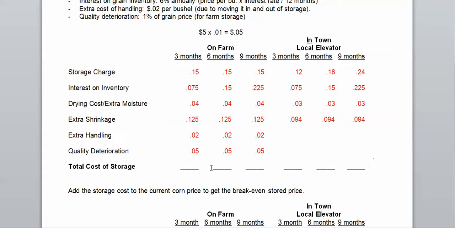So now if we add up the 6 different categories of storage, we're going to end up with 45 cents, 52.5 cents, 60 cents, 33.4 cents, 46.9 cents, 60.4 cents.